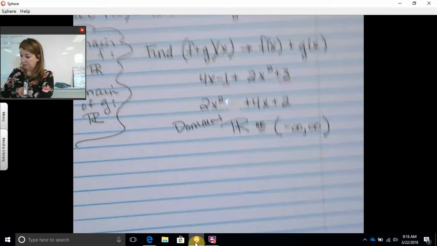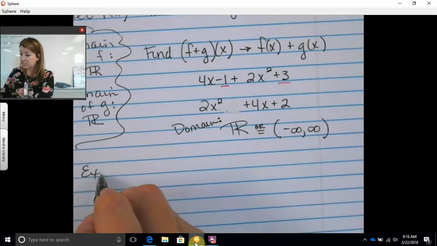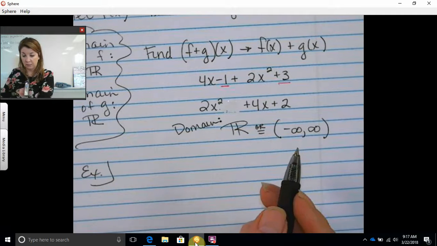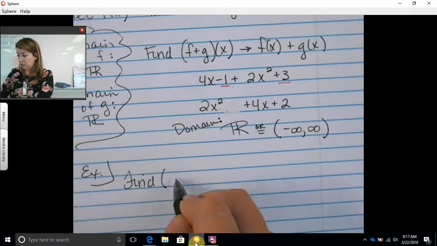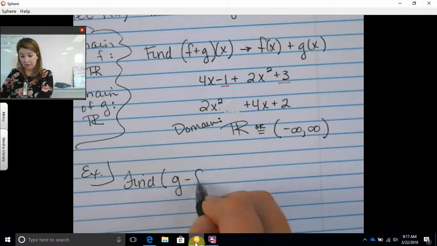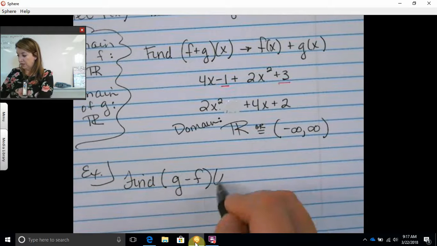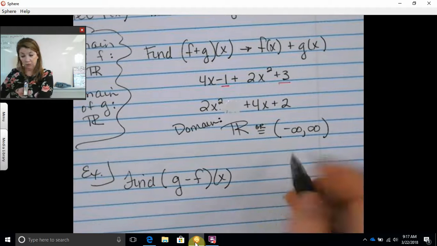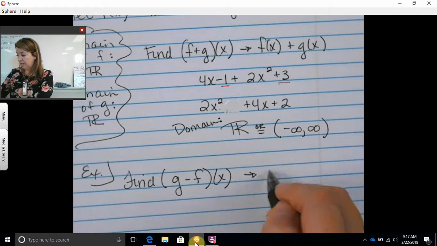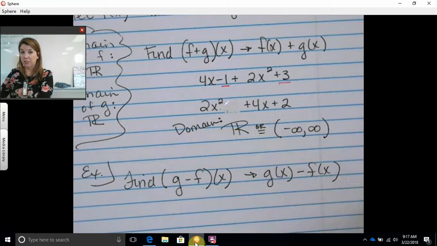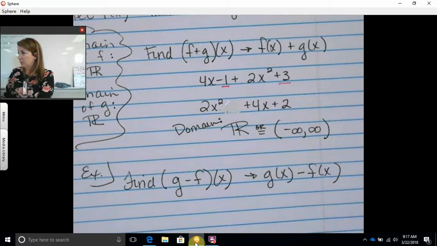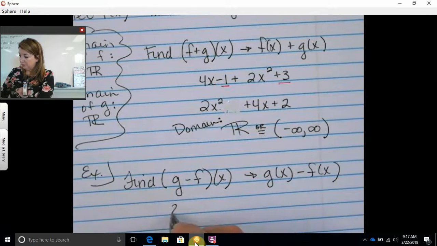All right, so let's subtract. We're using the same function f and function g as at the top of the paper. This time we will find g minus f of x. Means the same thing as g of x minus f of x. This time they're starting with function g though. Last time they started with function f. So function g is 2x squared plus 3.